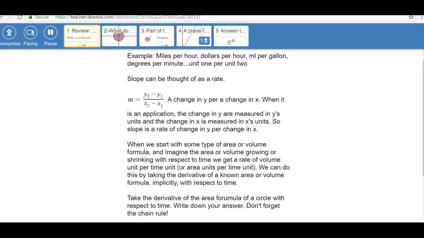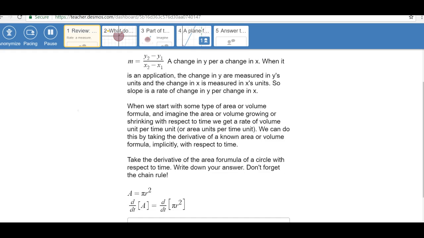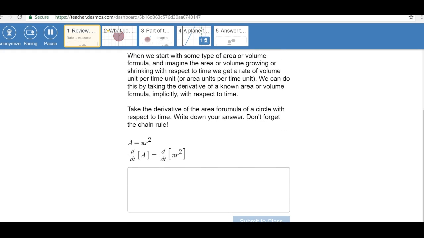Hey everybody, we're going to go over the related rates Desmos lab. So this is the first question you had to do. What would you get if you took the derivative of this area formula for a circle with respect to time? And again, none of these are time. There's no t in this.